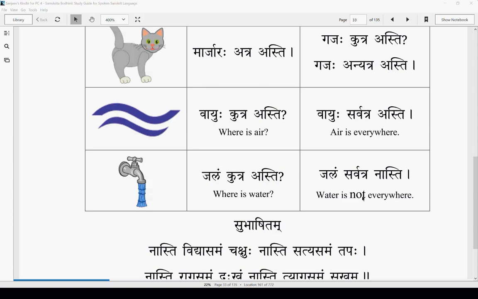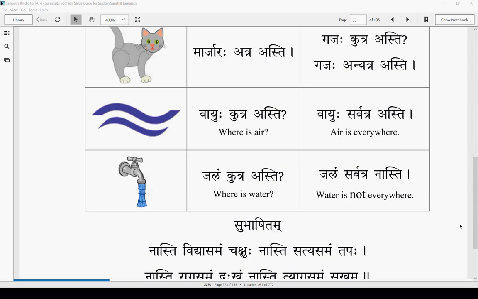So here are two more words: sarvatra, asti, nasti. Sarvatra is everywhere. Vayu, air. And jalam kutra asti? Jalam sarvatra, whatever you want to say. Water is not everywhere. Sarvatra nasti. At least for us.